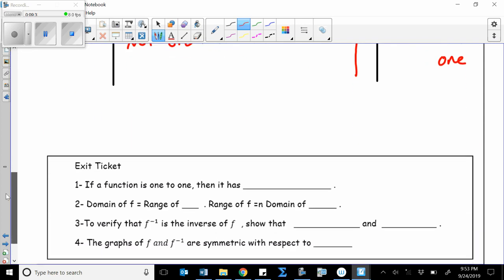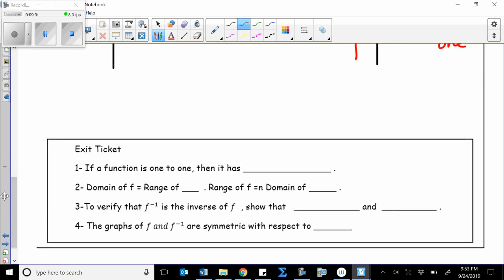So this was today's lesson. We're just going to talk a little bit about some properties of composite function and inverse function. So if a function is one-to-one, then it has inverse function. We learned that domain of f is range of f negative 1. And range of f, here's a typo, range of f is domain of f negative 1.